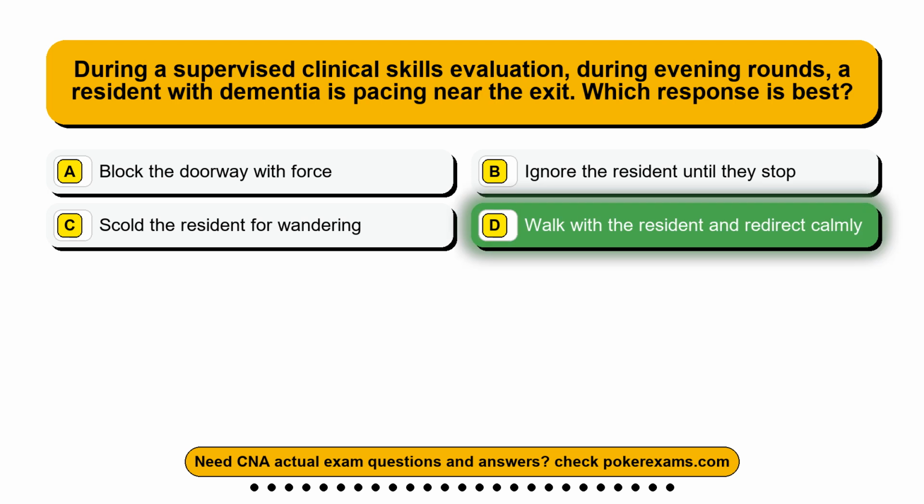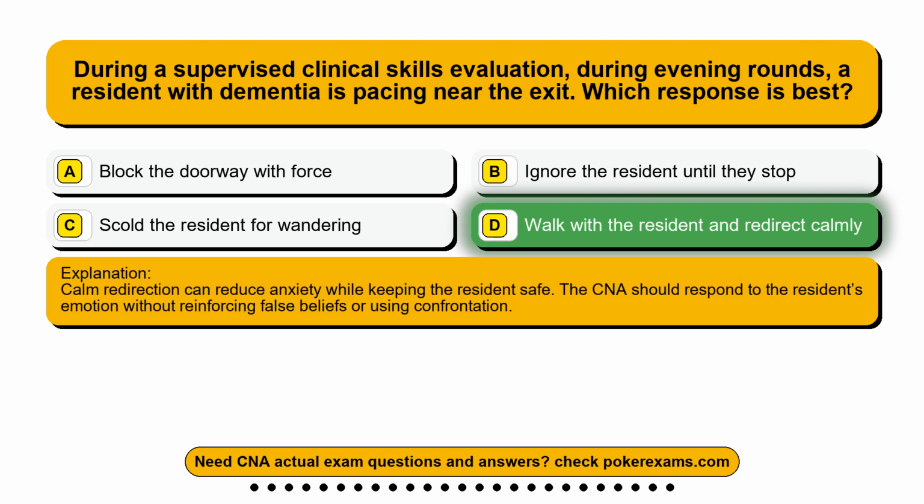The correct answer is option D. Walk with the resident and redirect calmly. Calm redirection can reduce anxiety while keeping the resident safe. The CNA should respond to the resident's emotion without reinforcing false beliefs or using confrontation.